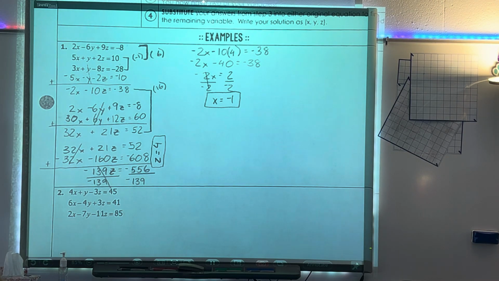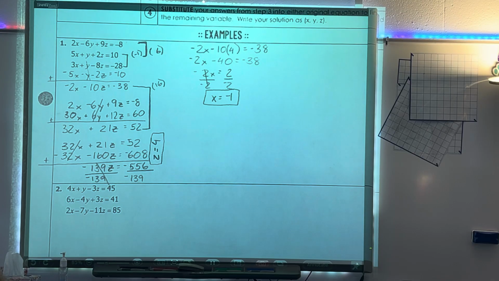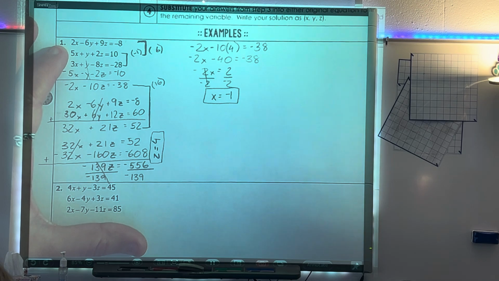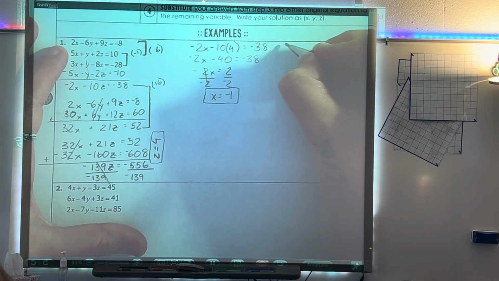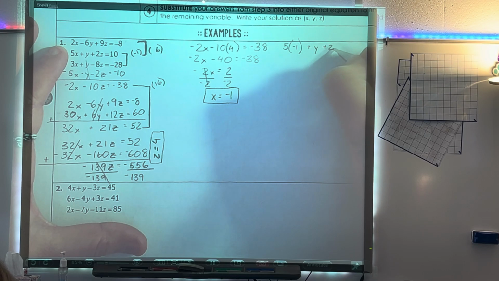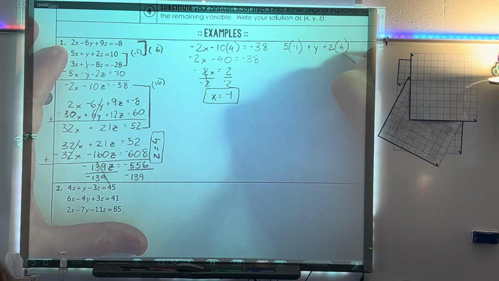Yes. Okay, so now that I know z, and I now know x, I can go back to one of my originals, plug those two things in, and get a y. Does that make sense? Y'all okay there? Alright, I'm going to use this one that has the 5x, since it has a y by itself. Does that make sense? So I've got 5, and in place of x, I'm going to put a negative 1, plus my y that I'm trying to find, plus 2 times my z value, which is 4, and all of that is supposed to be equal to 10.